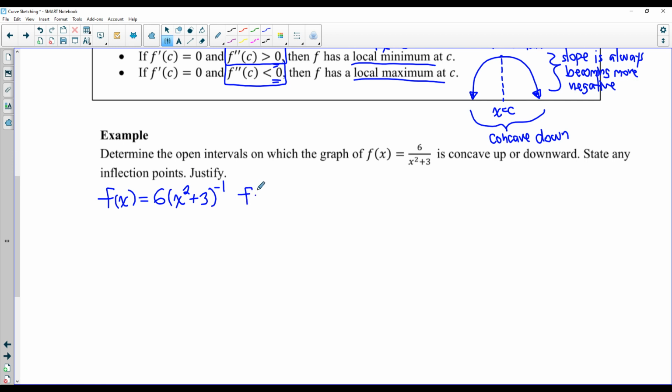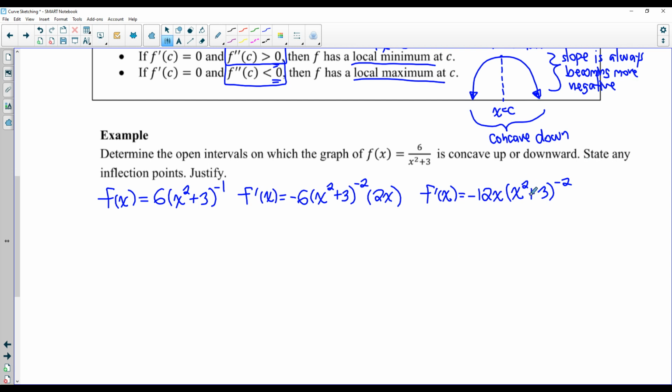If I go ahead and take the first derivative, f prime of x would be equal to, we'll move that negative 1 in front, so it'd be negative 6, and then it'd be x squared plus 3, all to the power of negative 2. Apply the chain rule on the x squared, which is the 2x. And then this would give me f prime of x is going to be equal to negative 12x, and then x squared plus 3 all to the power of negative 2.